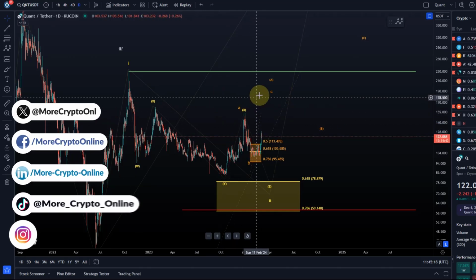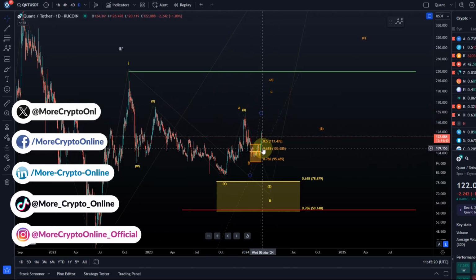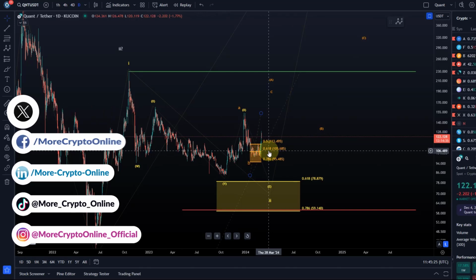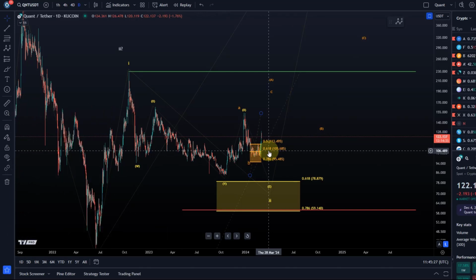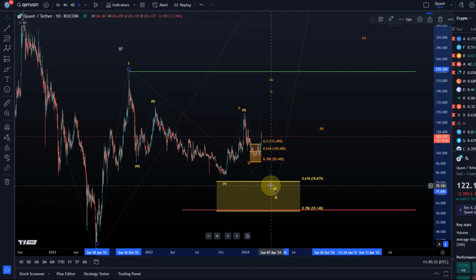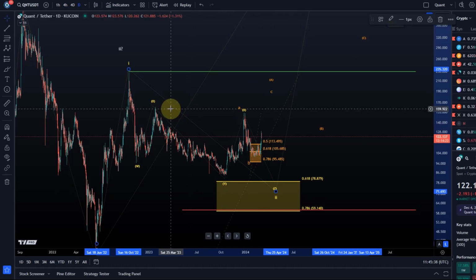QNT has moved up a little bit, has reacted to our support zone. A lot of you have asked for an update about QNT, naturally because we've seen a bit of movement. But the two structures we discussed in the previous video are basically still relevant. Let me take you through them and let me tell you how we can actually distinguish between the two structures.